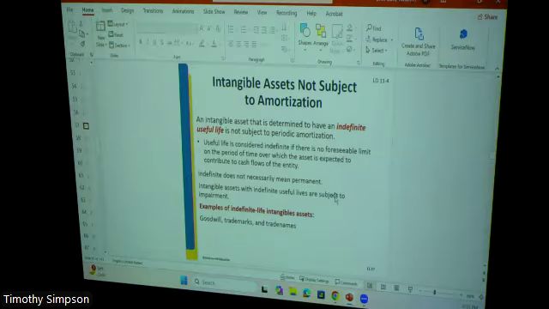The same with trade names. The trade name Coca-Cola. I think a linguist said one time that it's one of the most recognizable names on planet Earth, the name Coca-Cola. Which is kind of funny, but you get the idea. These things have an indefinite life, and so they're not depreciated or amortized over time. However, they can be marked down due to impairment.